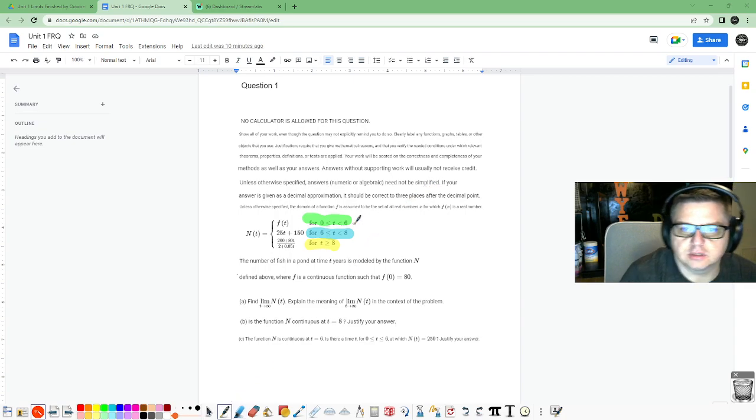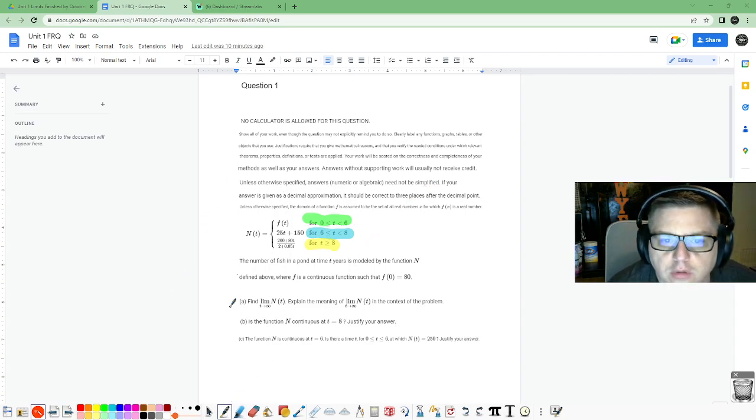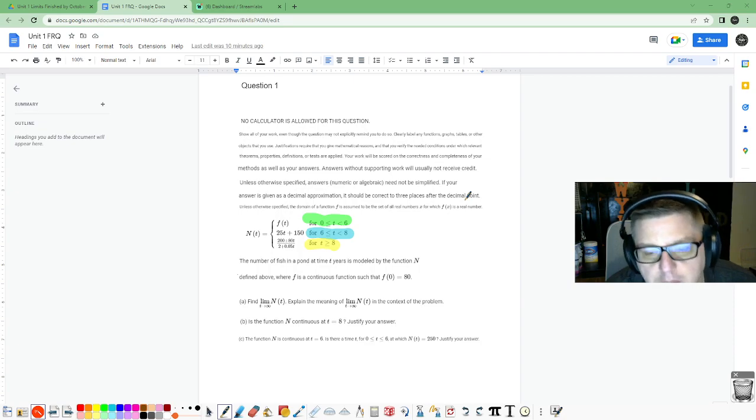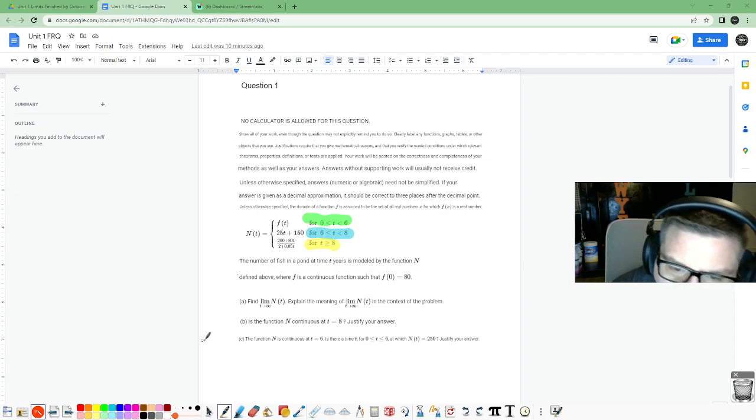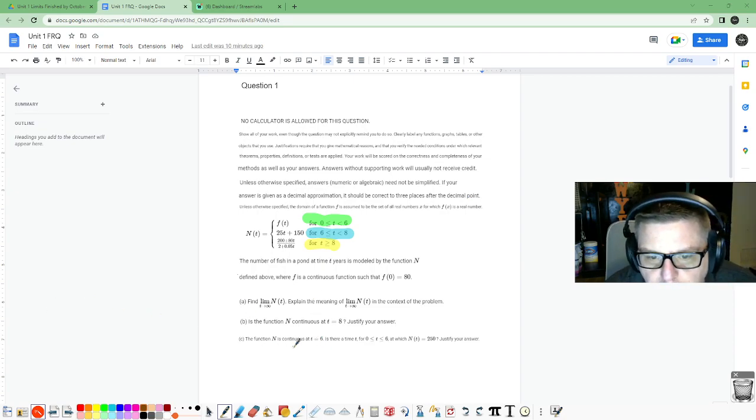Did they give us a function? Unless otherwise specified, the domain of f is assumed to be the set of all real numbers x for which f of x is a real number. I wonder. My guess is we probably won't need it, but I'm curious. Oh, yeah, we won't need it. It's funny. All right.